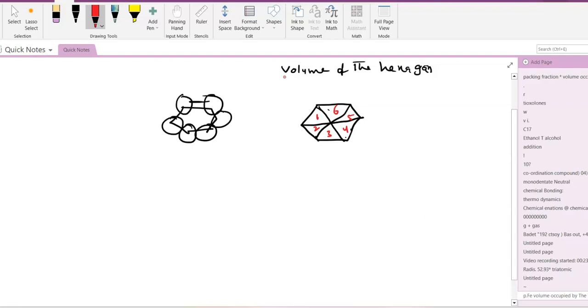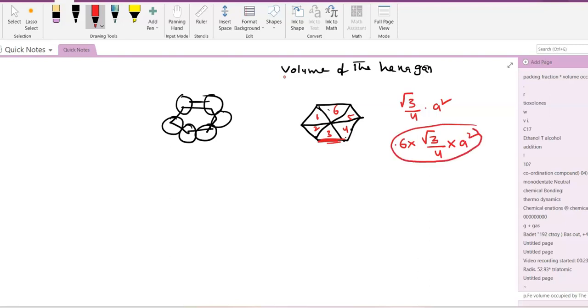The area of each equilateral triangle is root 3 by 4 into a square. Here a means the edge length, this one. So total how many triangles are there? 6 triangles are there. So 6 into root 3 by 4 a square will come. This is the volume of the hexagon.